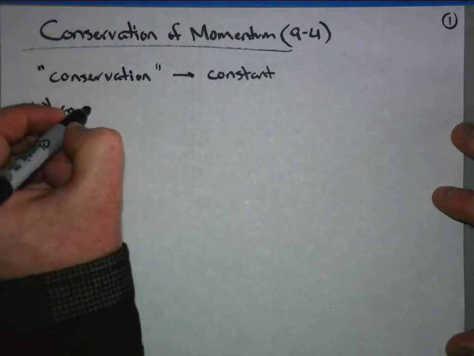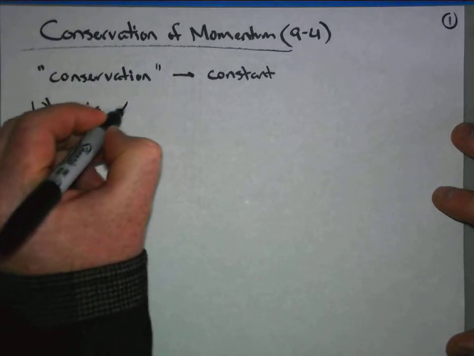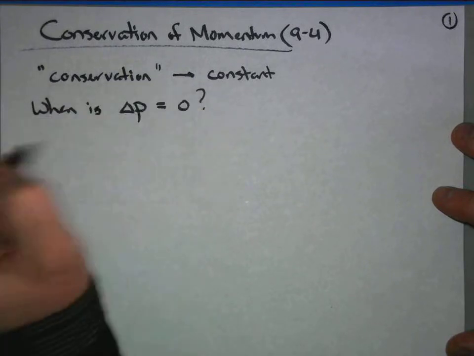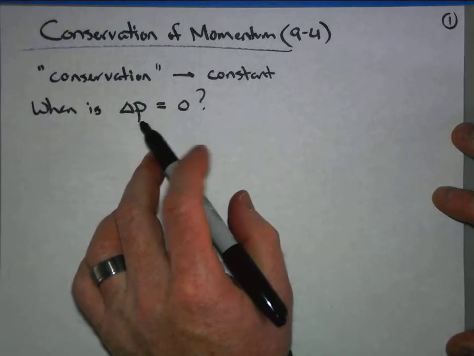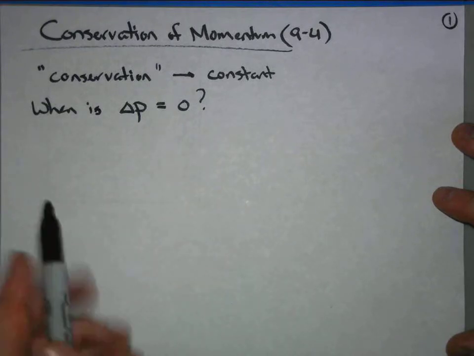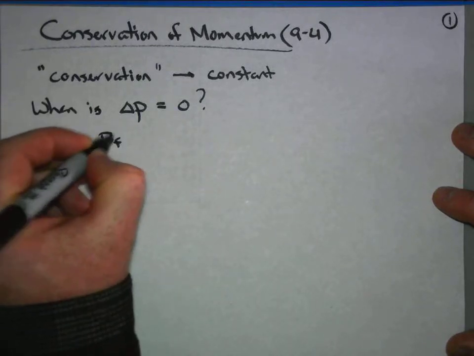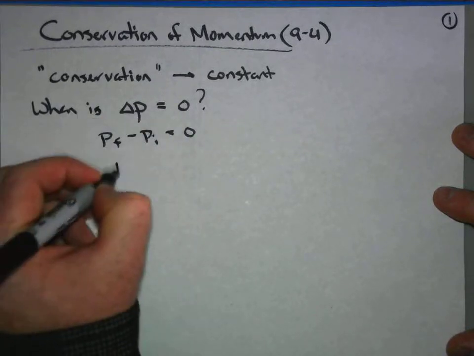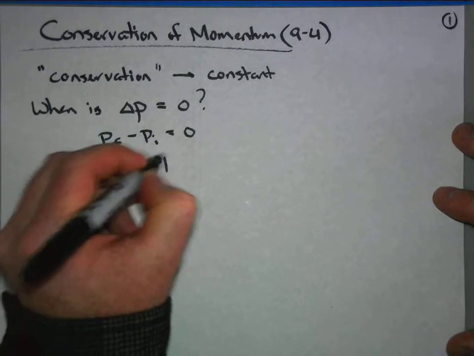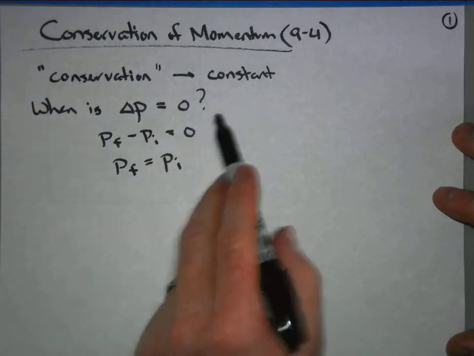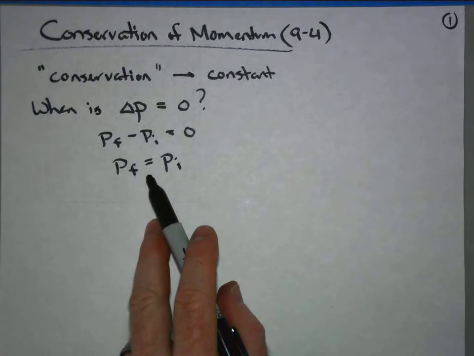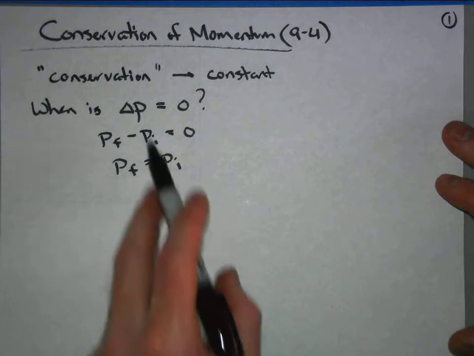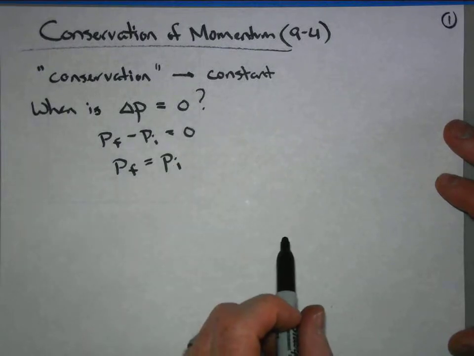So let's look at this idea of when is the change in momentum equal to 0? Well, that's going to mean that its value is constant, right? If there's no change. So we're going to see that final minus initial momentum is 0, or that final momentum is going to be equal to initial momentum. It's all the same thing. We're asking the same question here. When is the final equal to the initial? When is the change going to be 0, right?